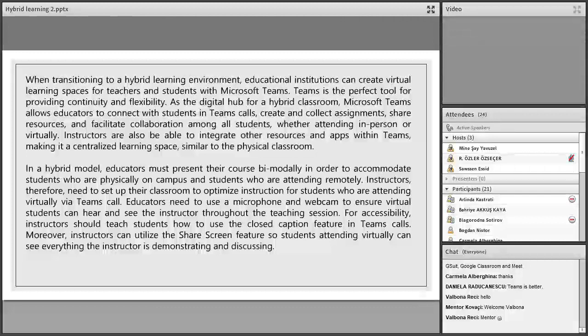Okay, now in a hybrid model, educators must present their course bimodally in order to accommodate students who are physically on campus and students who are attending remotely. Instructors therefore need to set up their classroom to optimize instruction for students attending virtually via Teams calls. So educators need to use the microphone and the webcam to ensure the virtual students can hear and see the instruction throughout the teaching session.